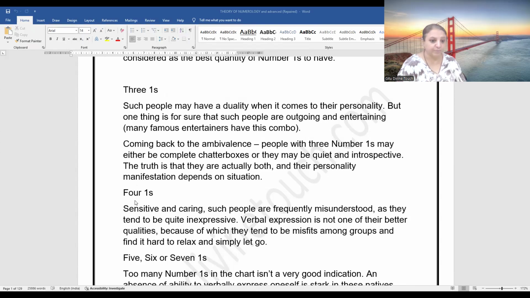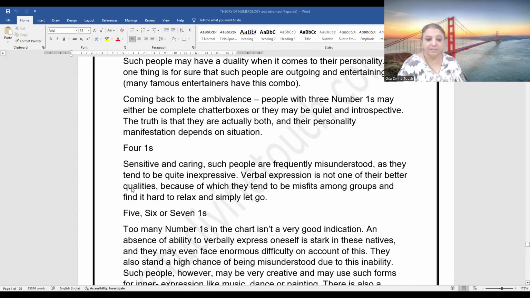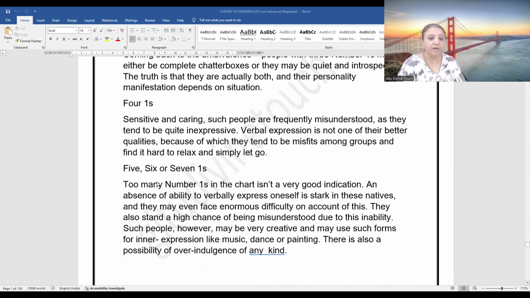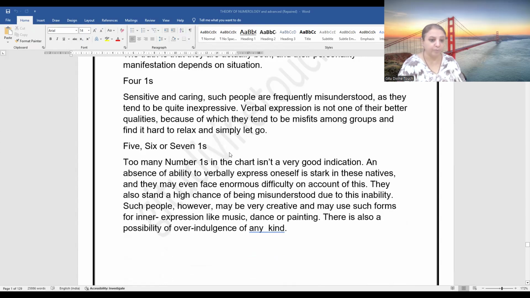Four ones. They will be sensitive, caring. Such people are frequently misunderstood as they tend to be quite inexpressive. Verbal expression is not one of their better qualities, because of which they tend to be misfits among groups and find it hard to relax and simply let it go.